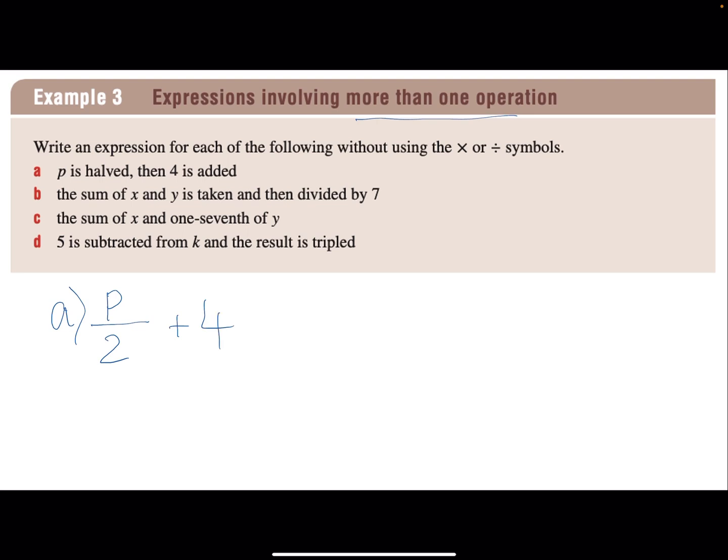We don't need to put brackets around P divided by 2 because if we follow the BODMAS rules, which we still do, we know that we would do division before we do the addition anyway. So this part would be done first.